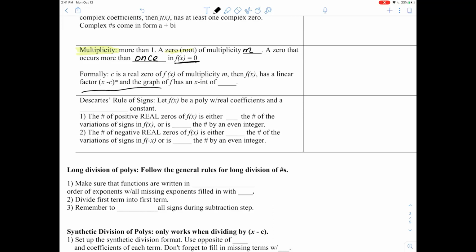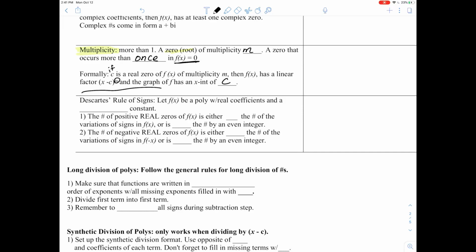And this formal definition is just horrible, but we're going to go ahead and give it to you. C is a real 0. It should say if C is a real 0 of f of x of multiplicity m, then f of x has a linear factor x minus c to the m power. So it's the power. That's the power. The power is the multiplicity, and the graph of the function has an x-intercept at the 0, whatever c is.